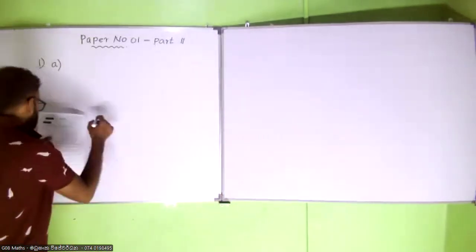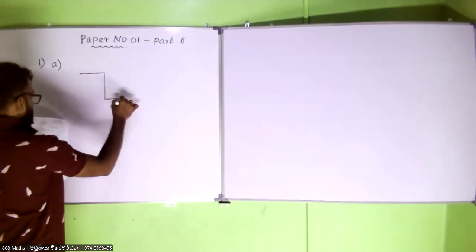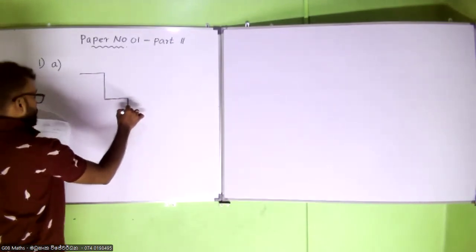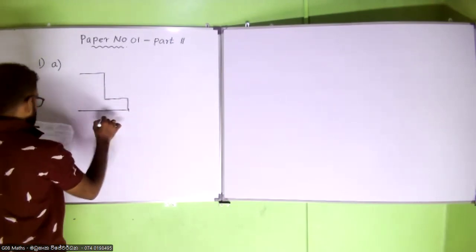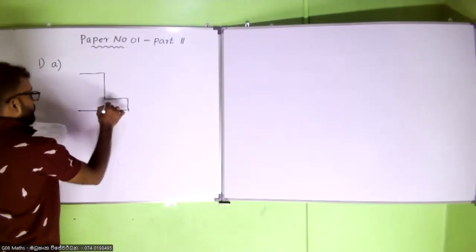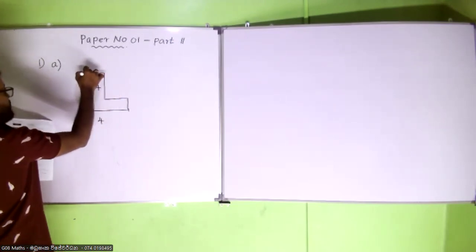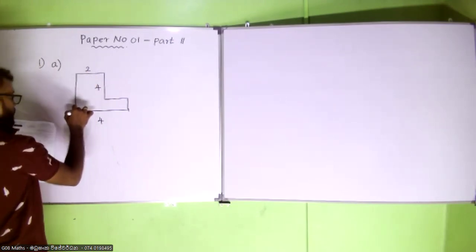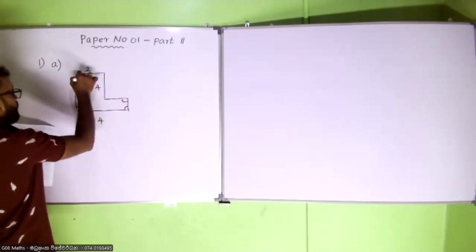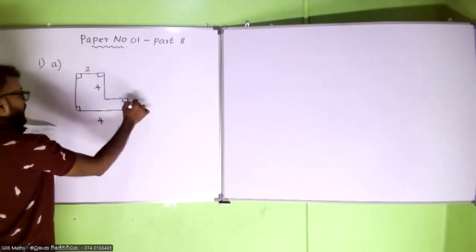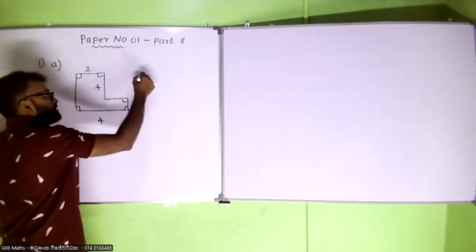Part A is, so here we have something like this. This is 4 centimeters and this height is also 4 centimeters. This length is 2 centimeters and all the corners are 90 degrees. And this length is 2 centimeters. So how to find the perimeter of this?